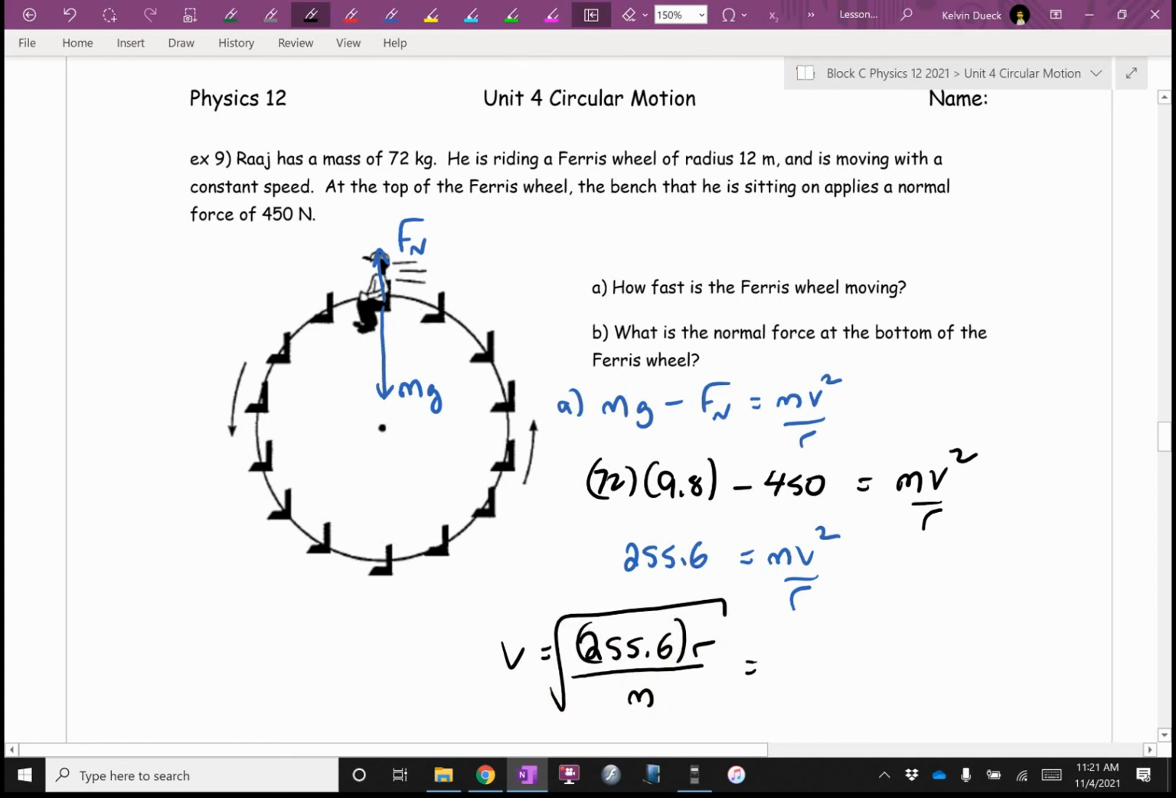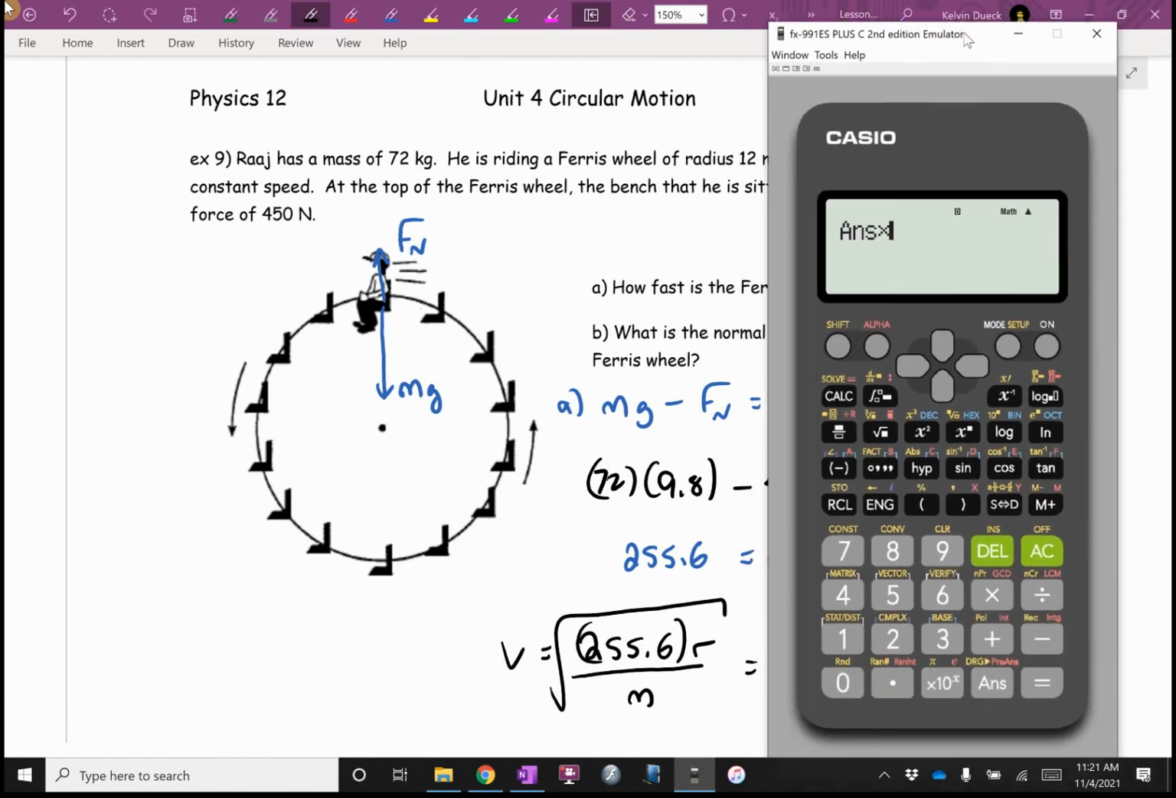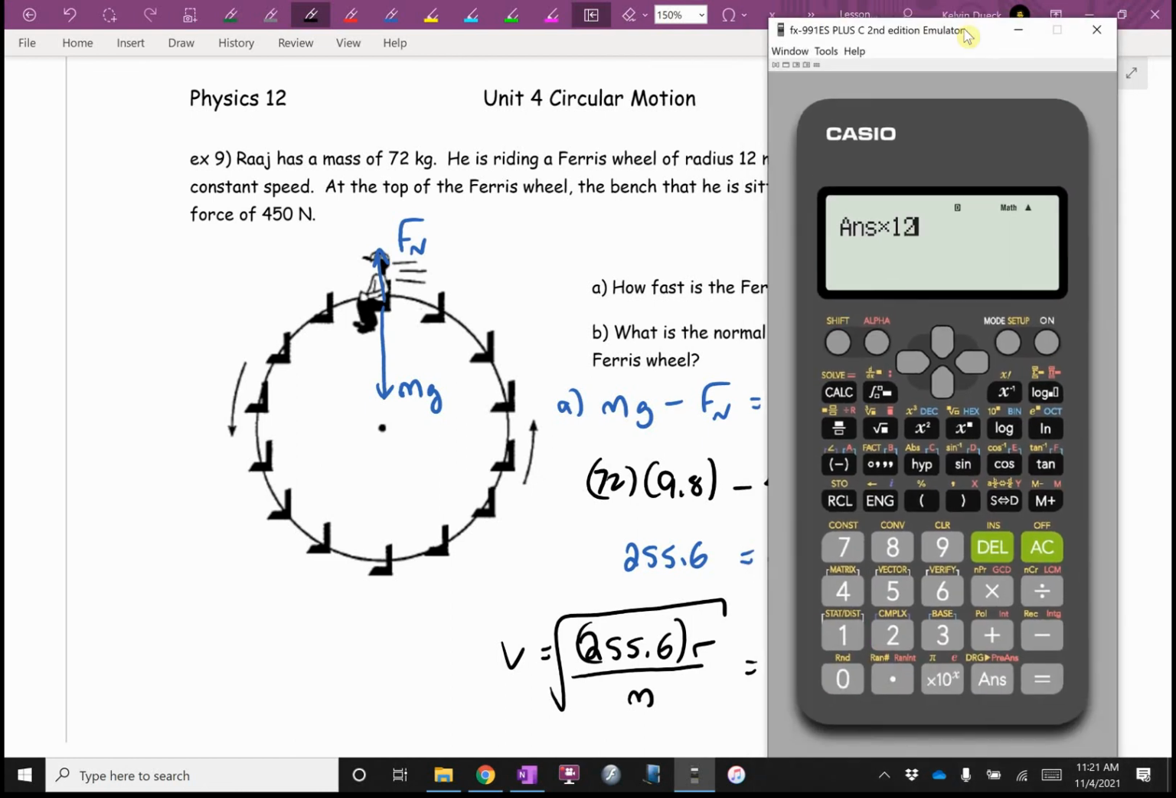Oh, let's be bold and go to our calculators right now. So it's going to be answer button times r. What was r? 12, divided by 72, square root of that. And I get 6.53 meters per second.